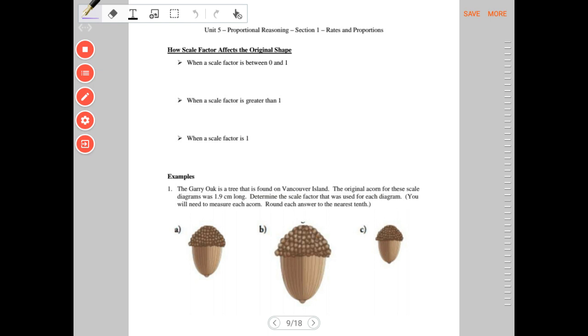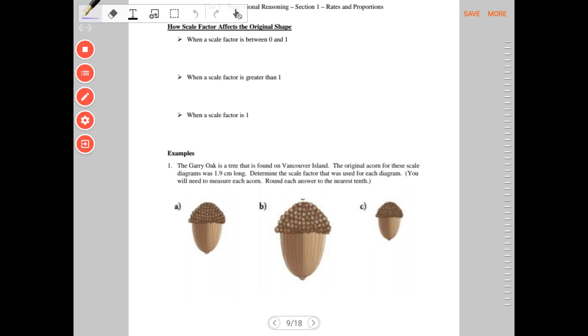How the scale factor affects the original shape. So here's some things to remember. If your scale factor is between 0 and 1, so such as 1/2 or 0.75, those are both between 0 and 1. That means the image is a reduction.